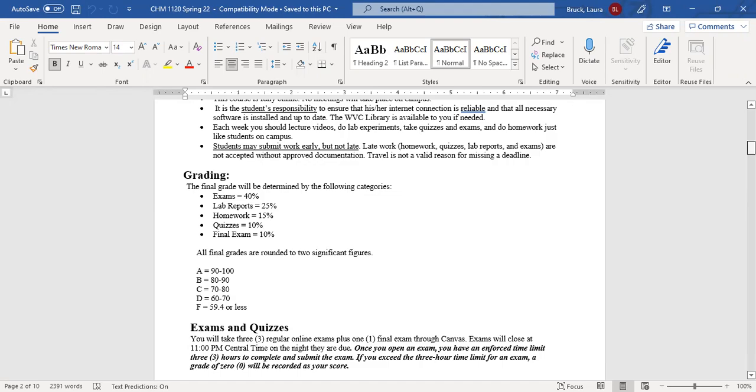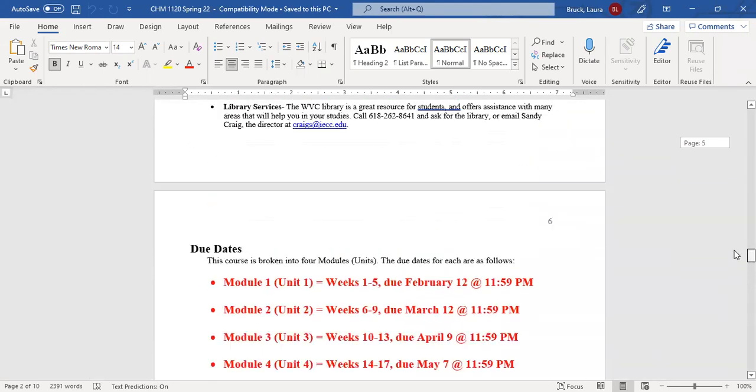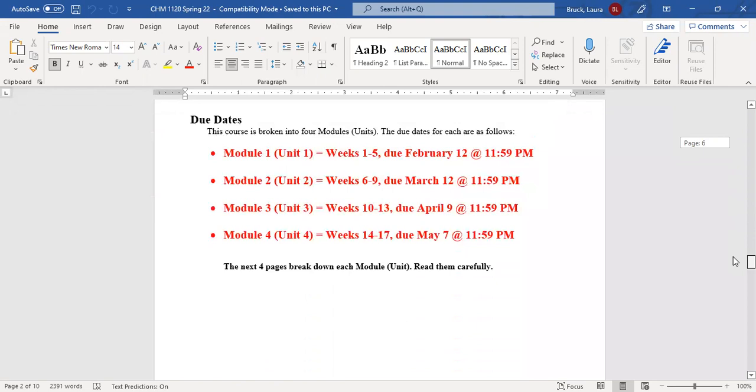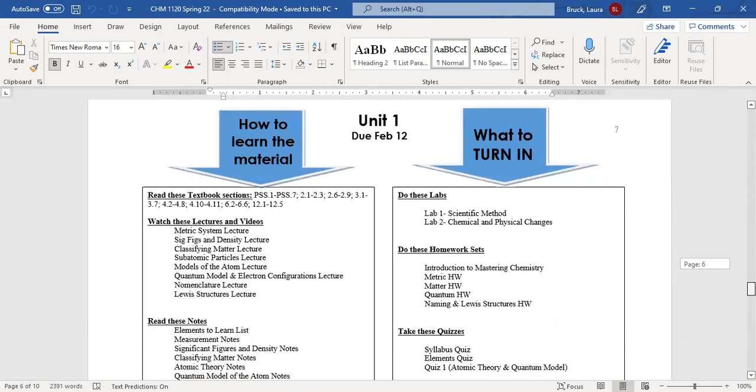Well, how do you know when your stuff's due? That's here in the syllabus. Here are the due dates. It's on page, what page is this? 6. Unit 1 is due here. Unit 2, Unit 3, Unit 4. And now this breaks down what to do.